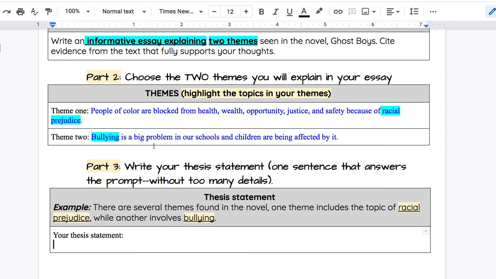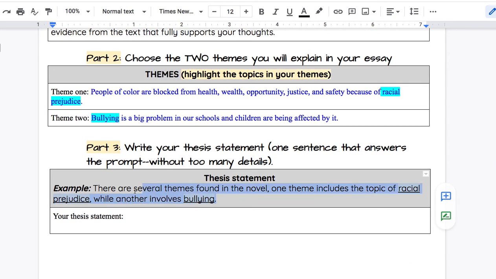So let's simplify it. Instead of stating the exact themes word by word, let's just state the topics. And then in the body paragraphs, where all of the interesting details and elaborations go, there I will explain what the theme is and how it's seen in the novel. And I'll use the full sentence. But for now, for my thesis statement, I'm just going to use the topics. So take a look at my example.